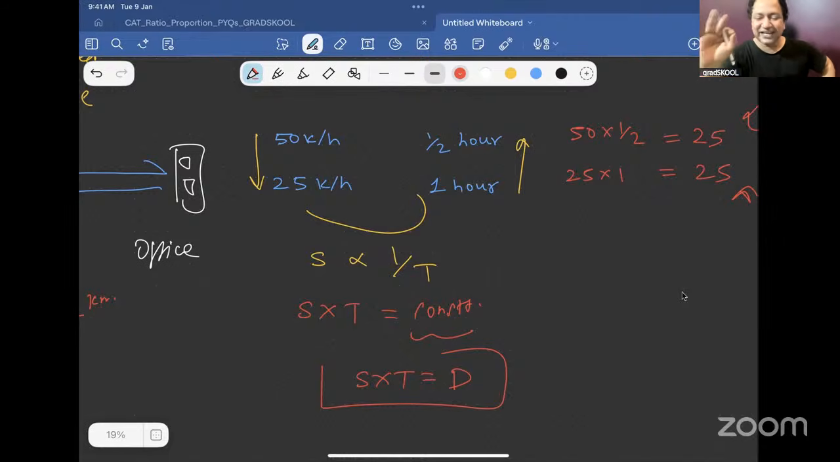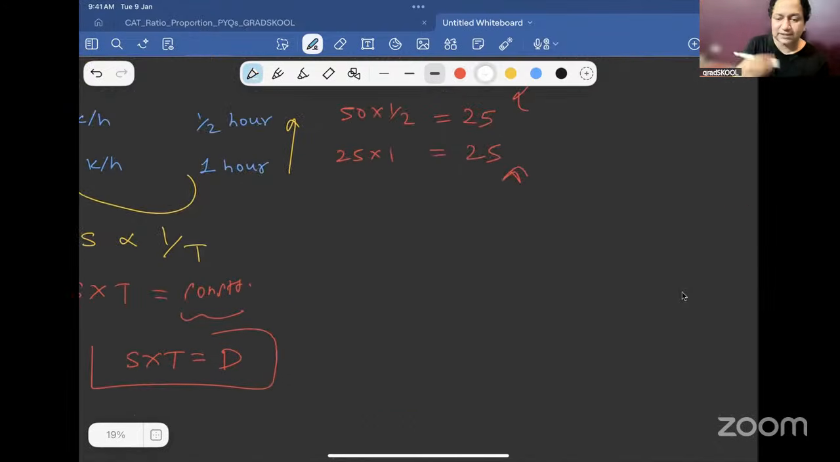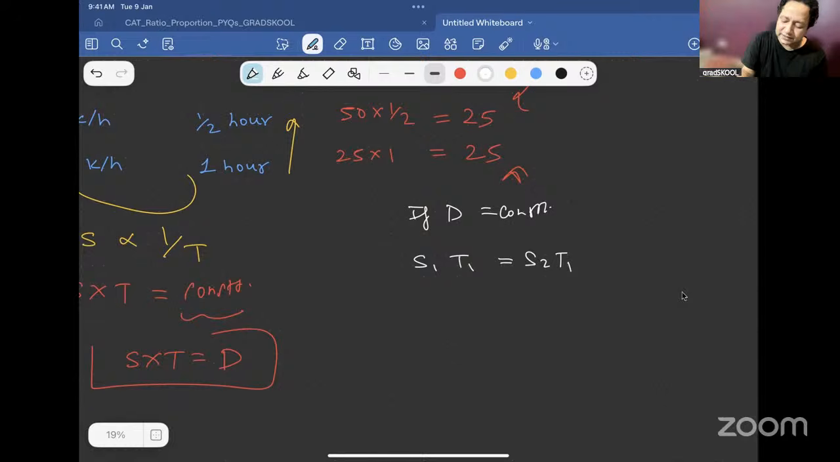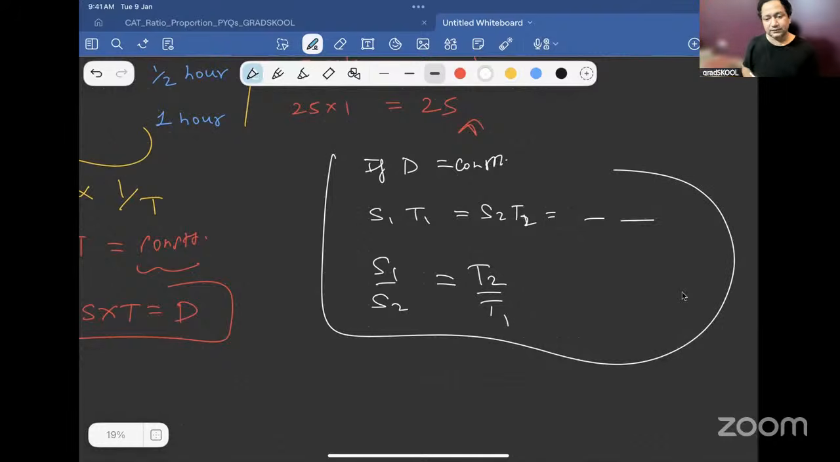So to make it mathematical, I'm saying that two variables can be in relation if and only if there has to be a constant. There is a constant. And in this case, constant was distance. So I can just write in terms of variations. If distance is constant, speed and time are in inverse proportion. This is gonna hold true. Or I can say S1 upon S2 should be equal to T2 upon T1. Wow, this is such a brilliant idea, right?